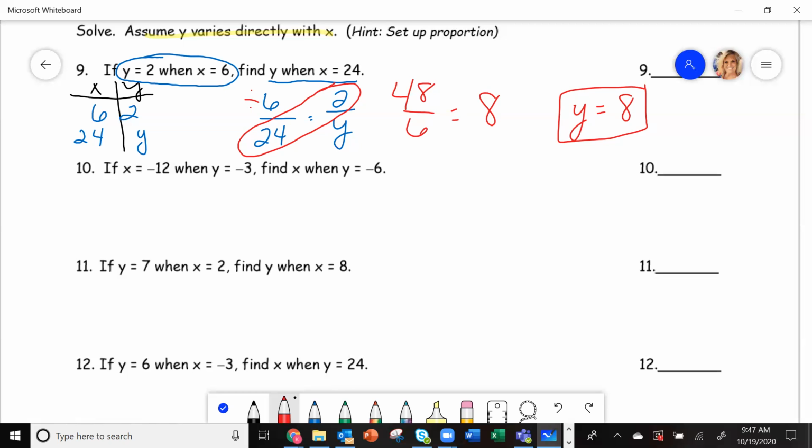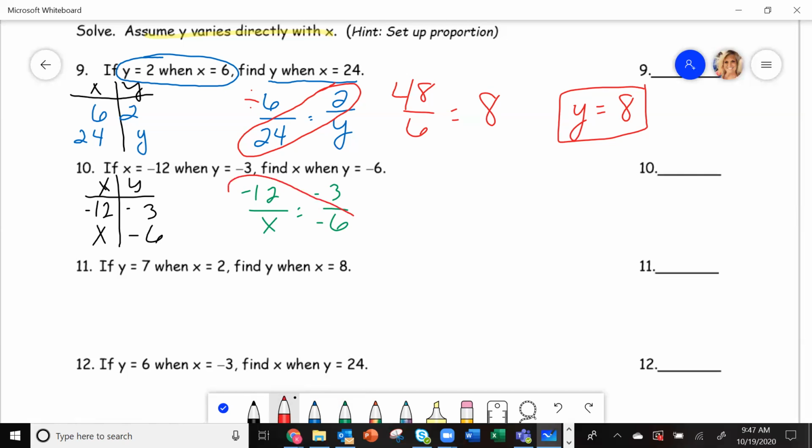All right, let's see how you did on some of these right here. Number 10, it says when x is negative 12, y is negative 3. So find x when y is negative 6. This helps us set it up. Negative 12 over x equals negative 3 over negative 6. Oh, negative 6, my bad. There we go.